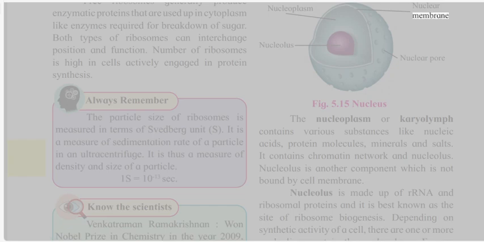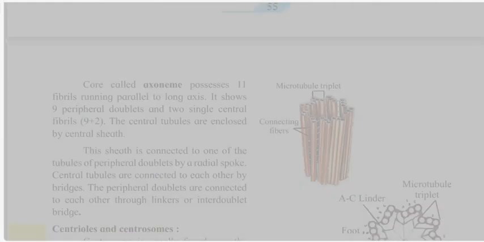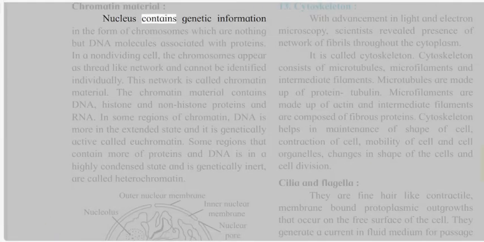Nucleoplasm, nuclear membrane, nuclear pore, nucleolus. Fig. 5.15 Nucleus. Chromatin material. The nucleus contains genetic information in the form of chromosomes, which are nothing but DNA molecules associated with proteins. In a non-dividing cell, the chromosomes appear as a thread-like network and cannot be identified individually. This network is called chromatin material.